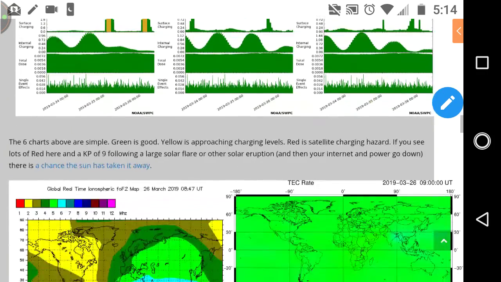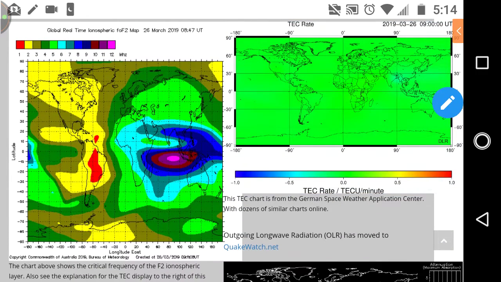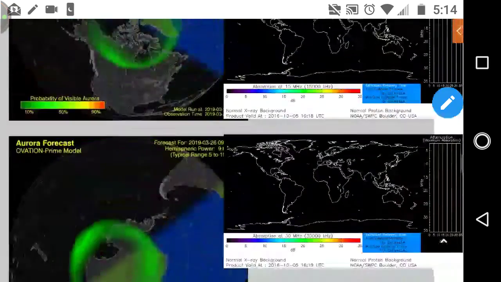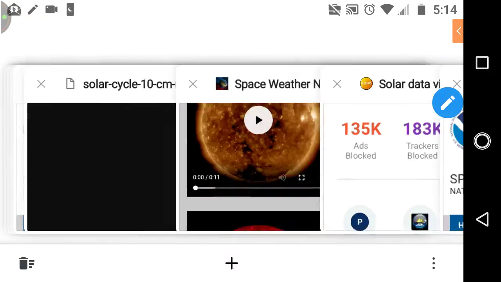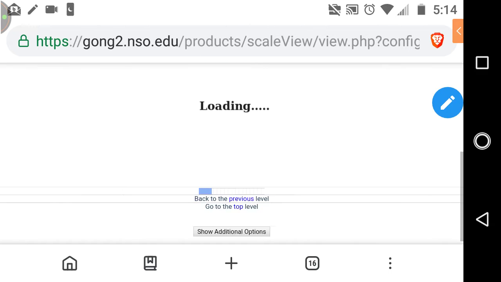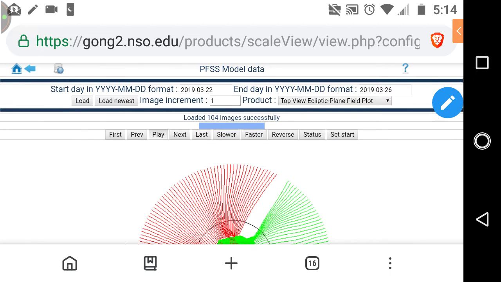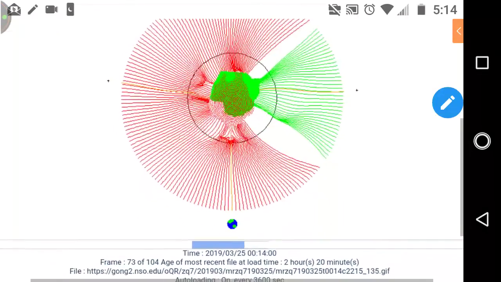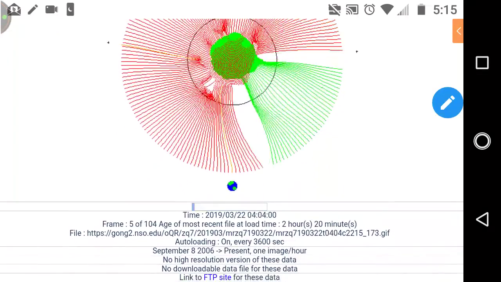We don't see any charging hazards, and the F2 layer is actually pretty charged on the sun portion and normally discharged on the nighttime side, that is. There's your auroras. Nothing too exciting to write home about there. Next, we've got the GONG data. Bear in mind this is 2 hours and 20 minutes old, which means it should be updating soon.